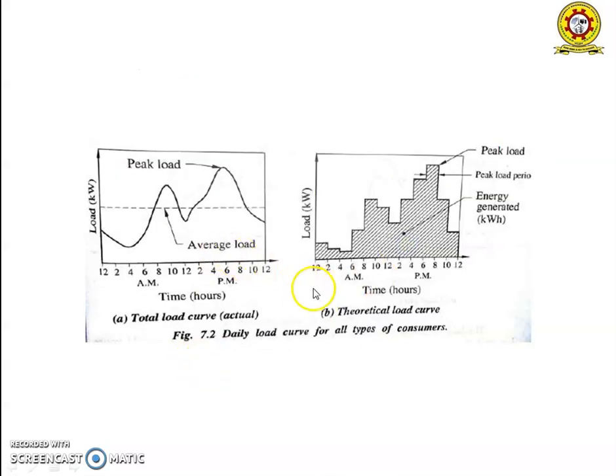The total load curves and theoretical load curves can be plotted in terms of graphs or pie graphs. This represents the peak load, meaning the highest position, and the peak load period. This is the period of the highest load. These scatter lines represent the energy generated in terms of kilowatt hours.